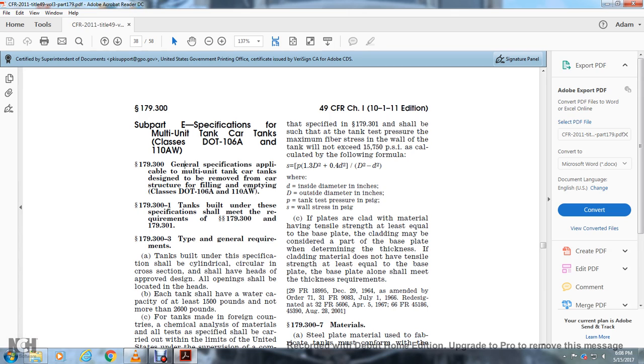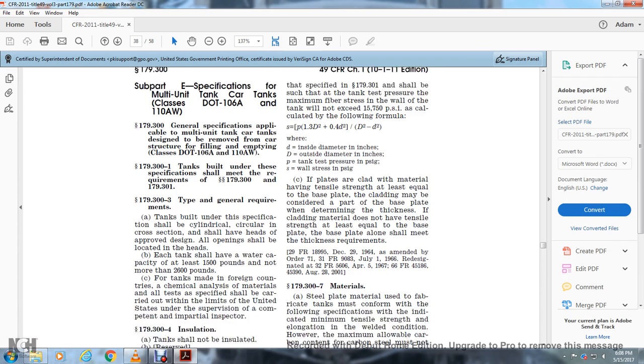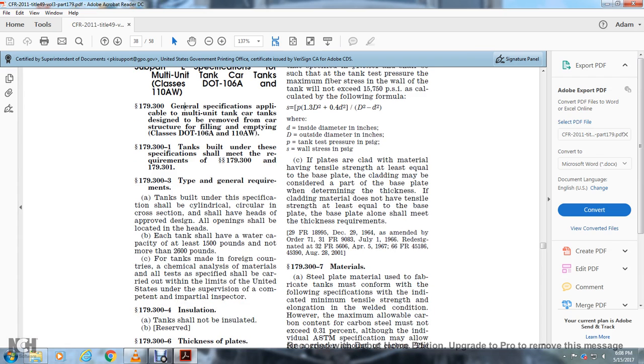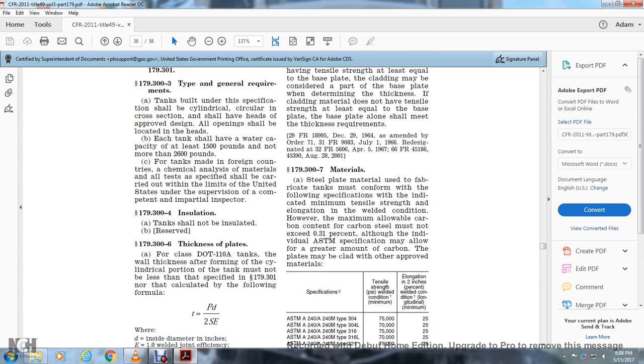Section 179.301. Tanks built under these specifications shall meet the requirements of sections 179.300 and 179.301. 179.302, type and general requirements. Tanks built under these specifications shall be cylindrical in cross section and shall have heads of approved design. All openings shall be located in the heads. Each tank shall have a water capacity of at least 1,500 pounds and not more than 2,600 pounds. For tanks made in foreign countries, the chemical analysis and material tests shall be carried out without limitations of the United States under the supervision of a competent, impartial inspector.